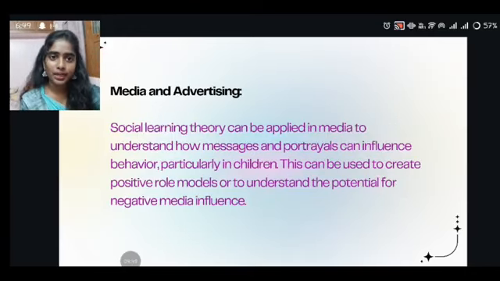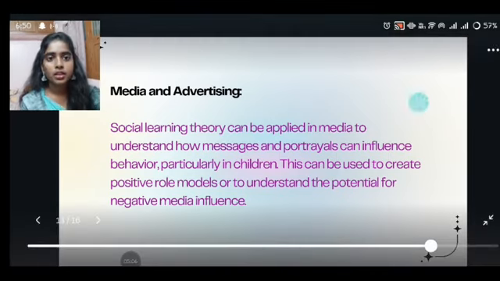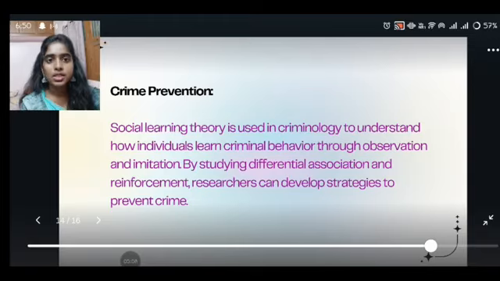Media and advertising. Social learning theory can be applied in media to understand how messages and portrayals can influence behavior, particularly in children. This can be used to create positive role models or to understand the potential for negative media influence. Then the final one is crime prevention.